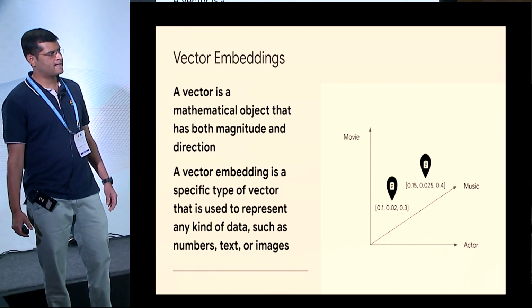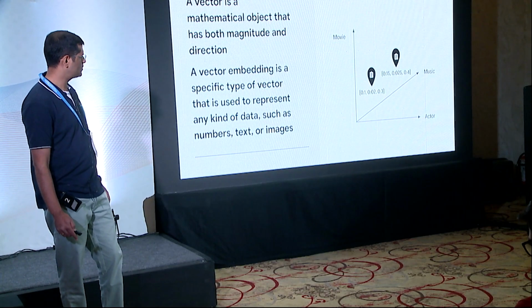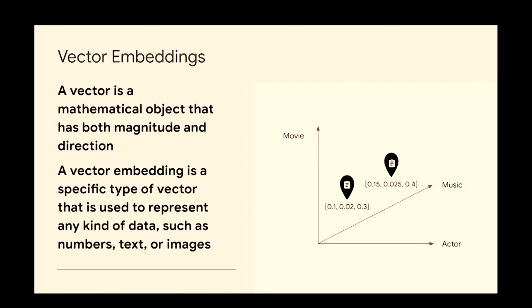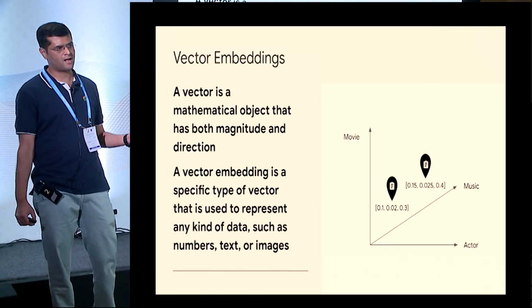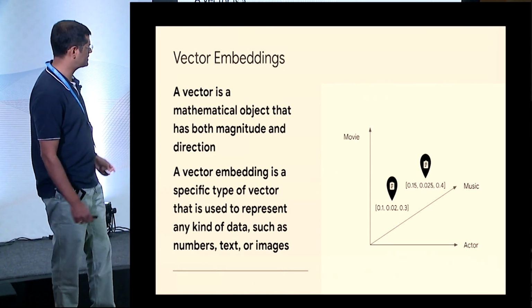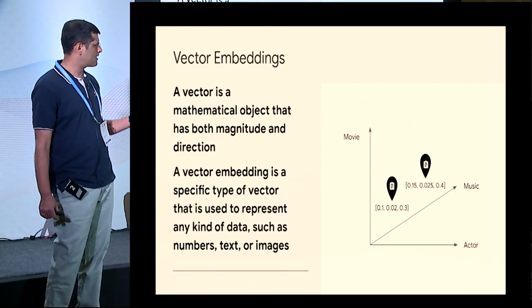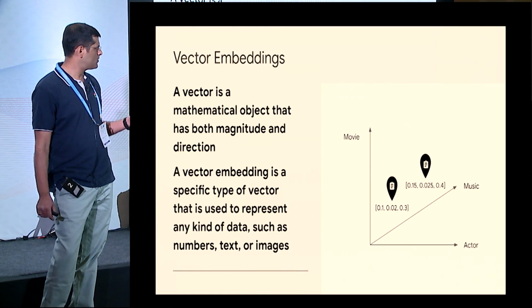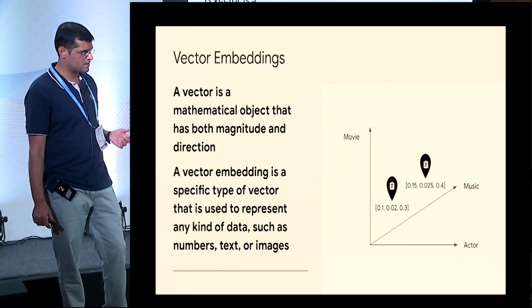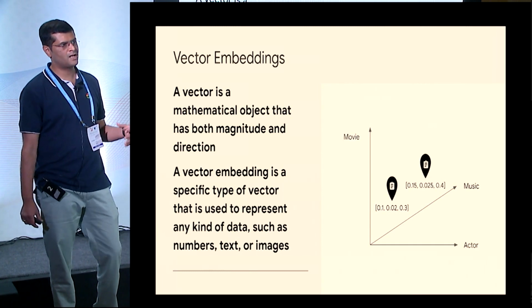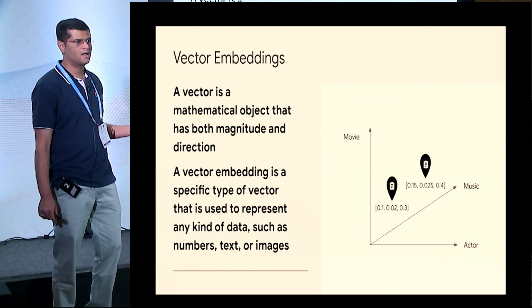So let's take an example here. Let's suppose we have a corpus of articles which are talking about movies, actors, and music. The example shows embeddings for 2 articles. So let's say the embeddings can represent how much percentage of that article is talking about each topic. The first article is talking 10% about actors, 2% about music, and 30% about movies. So if we are searching for something related to music, this won't be the relevant article.